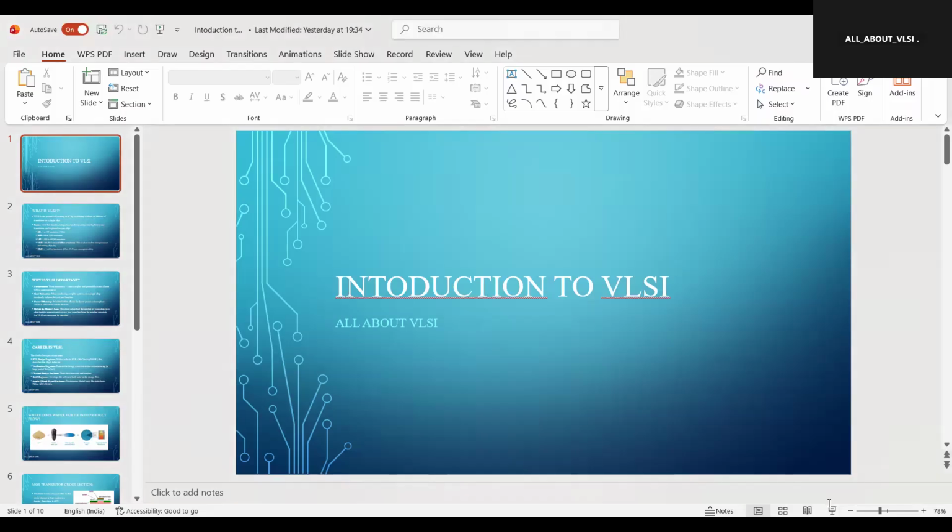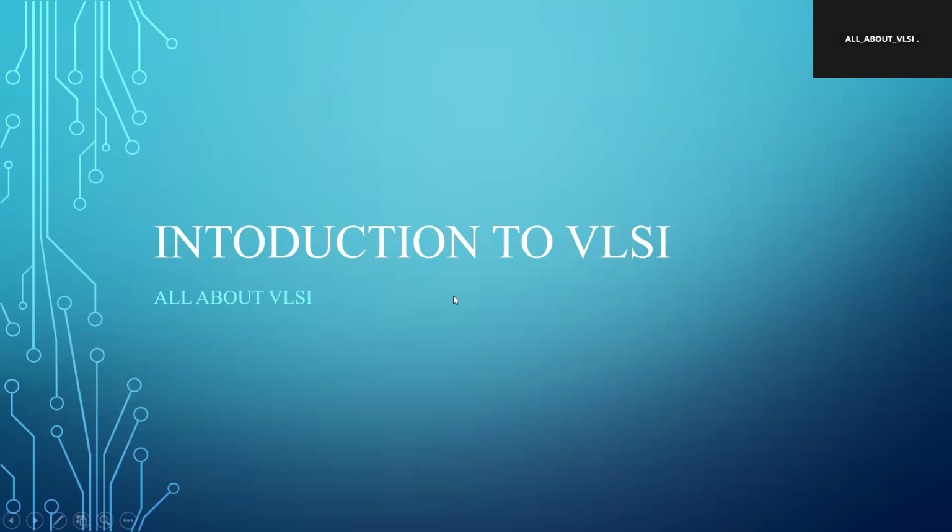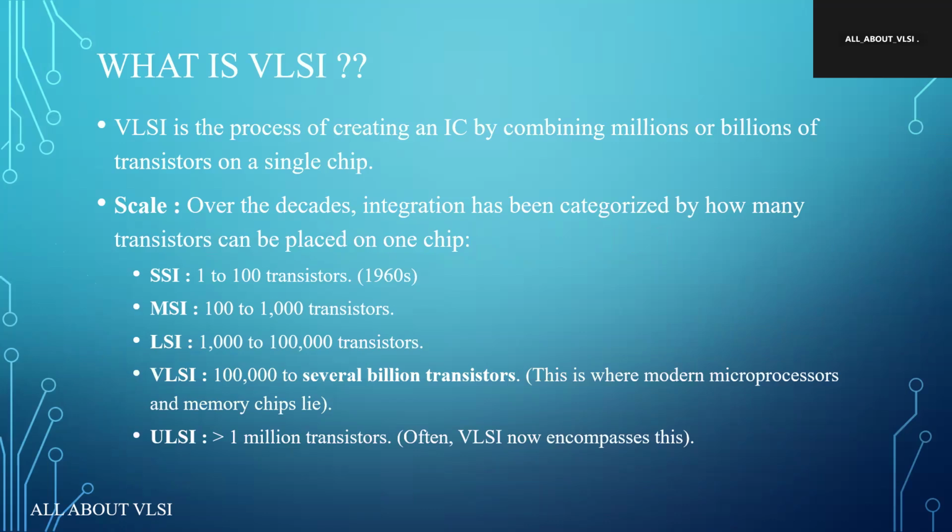Okay, let me share my screen. Is it visible, right? Okay. So today we are discussing the introduction to VLSI class. In the previous class also I discussed this: what is VLSI, what is the full form of VLSI. So VLSI is the process of creating an integrated circuit, by combining millions or billions of transistors on a single chip, right?